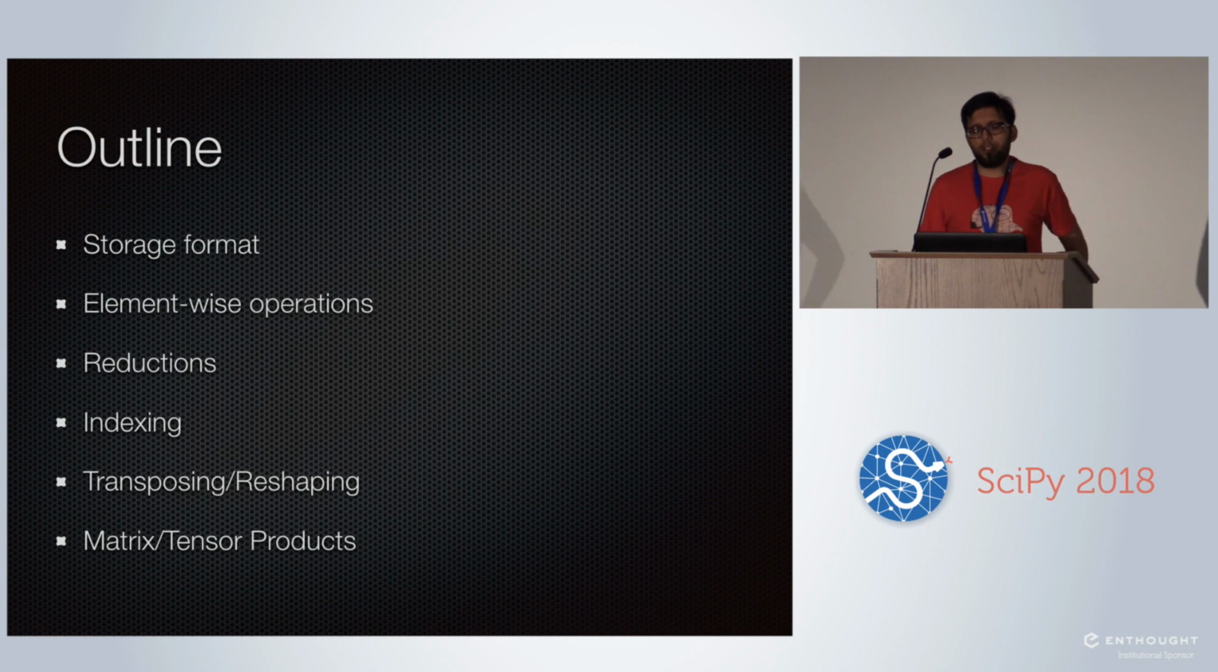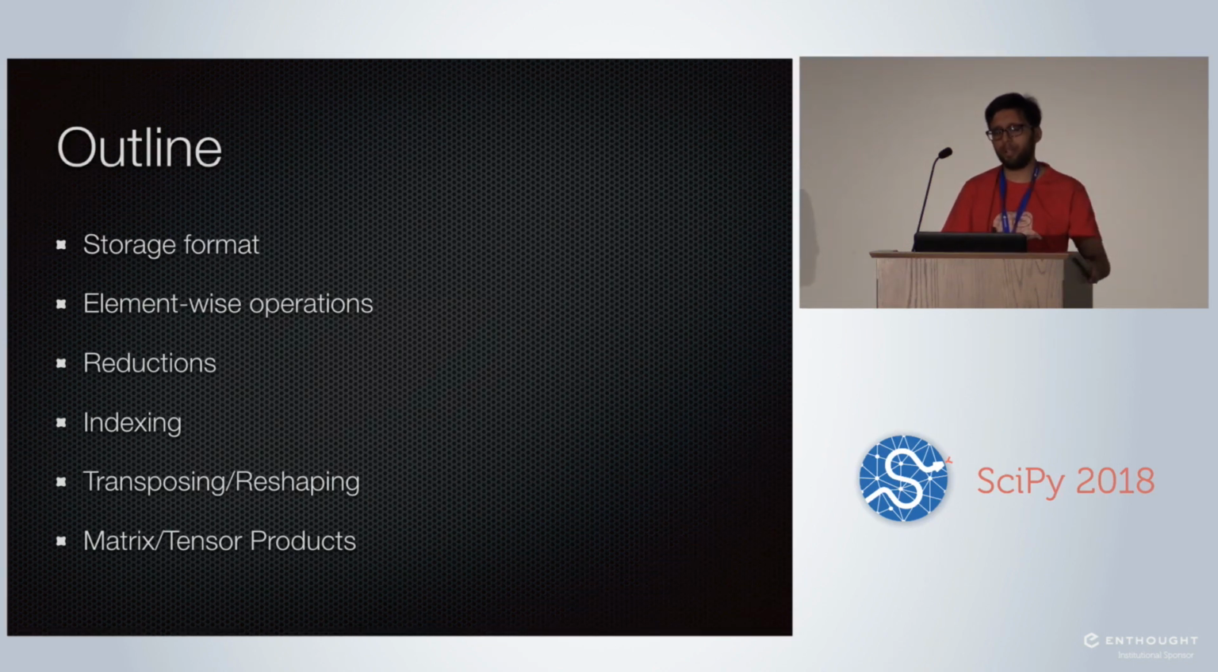Okay, so with that, I get to the bulk of my talk. The first thing is how we store them currently, how we perform element-wise operations on them, reductions, indexing, transposing, reshaping, and nested products. I would like to emphasize that these aren't the only features we have right now. There are a lot more. These are just some of what I would like to cover.